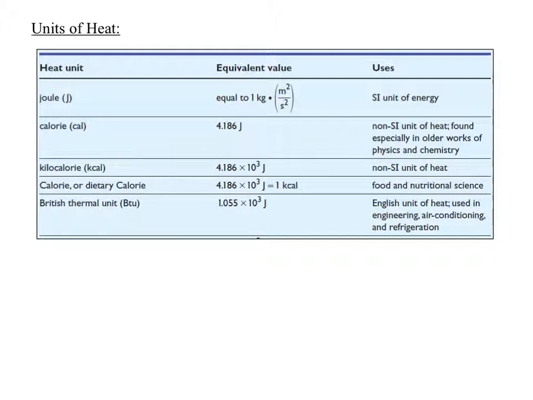A calorie, not the calorie you're used to for foods. The calorie you're used to for foods is actually on the next line. That's called a kilocalorie or a dietary calorie. But a calorie itself is the non-SI unit of heat that we used in old times in chemistry and old physics. And it was around 4 joules of energy.